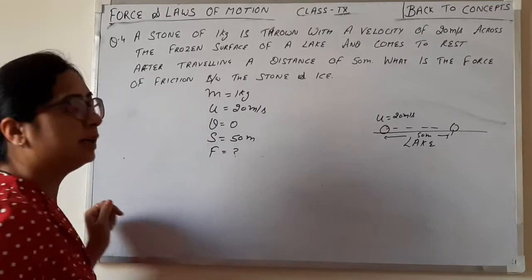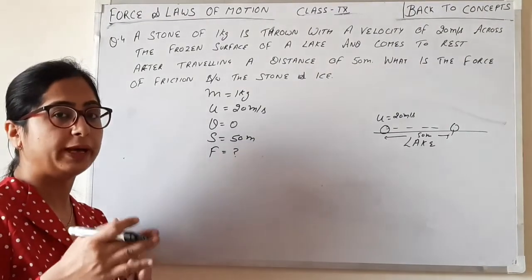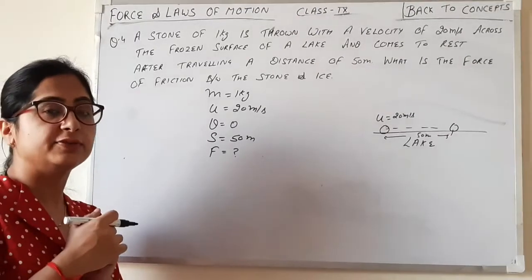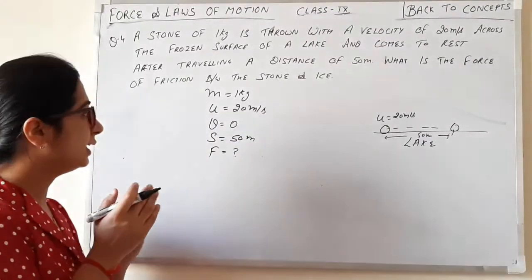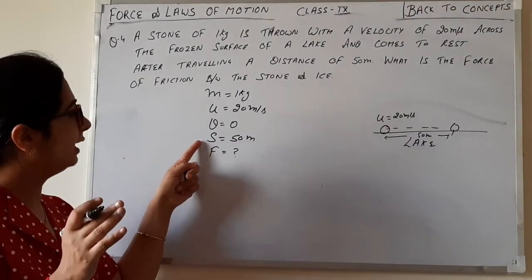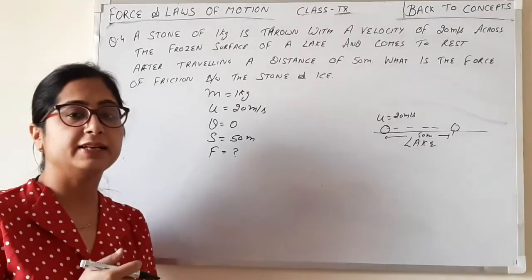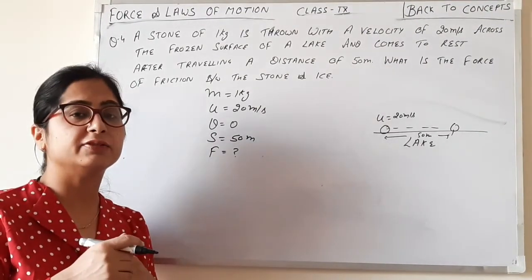First of all, we have to calculate the acceleration because F is equal to ma. So mass is given, so we have to find out acceleration. For acceleration we have to go to the equations of motion because we are only given s, u and v. So time is not given here, so we will go for the third equation of motion. What is the third equation of motion?